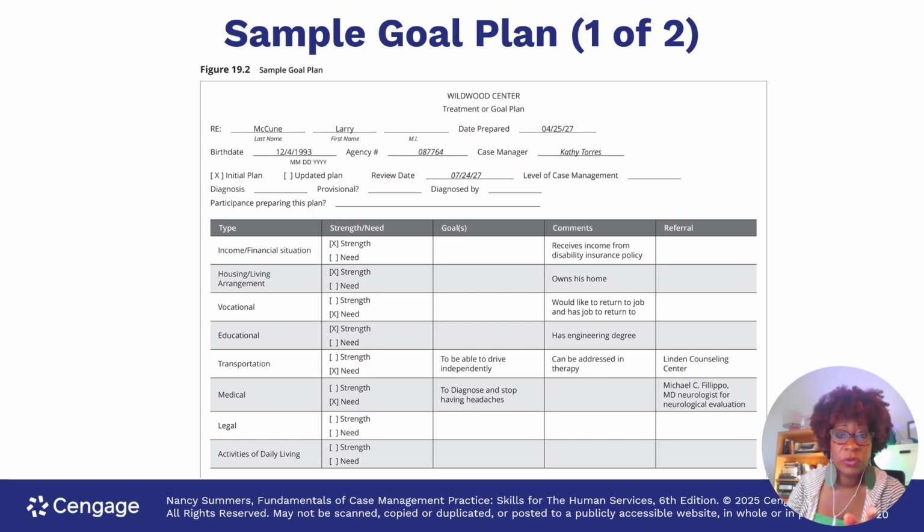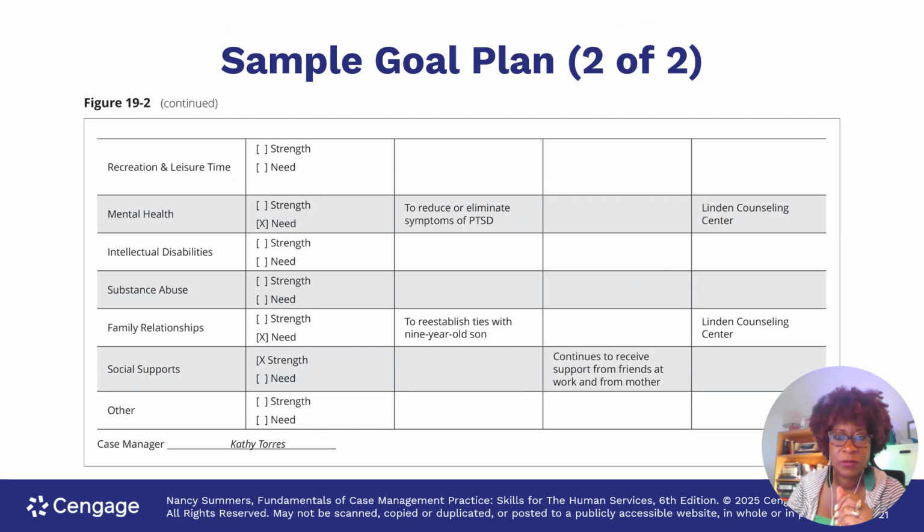Now here, vocational, it said would like to return to a job and has no job to return to. I'm not sure why the authors don't have a goal there, but it should be a goal there. Does that make sense? All right. Go to the next one. Okay, mental health. The goal is to reduce or eliminate symptoms of PTSD, and that's going to be the Lindy Counseling Center. Family relationships, that's a need to reestablish with the 9-year-old son. Once again, the Lindy Counseling Center.